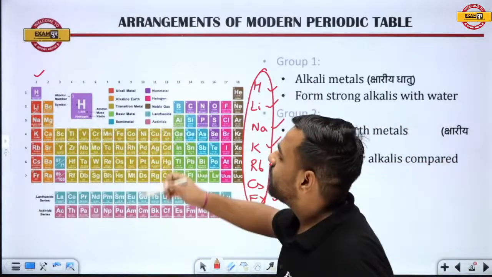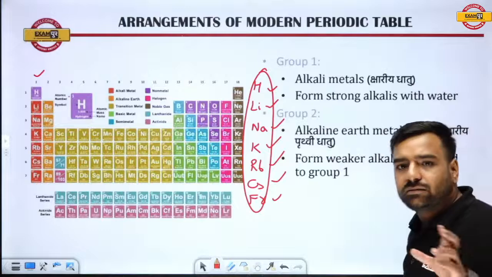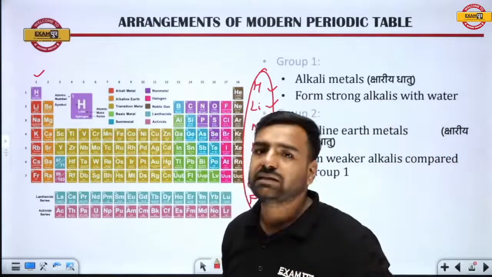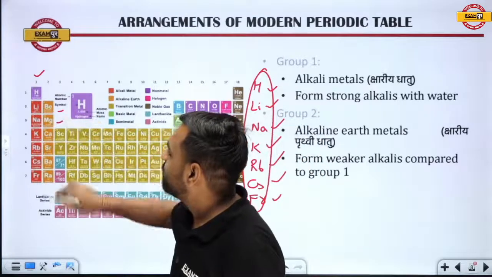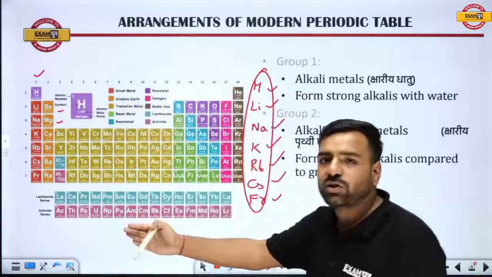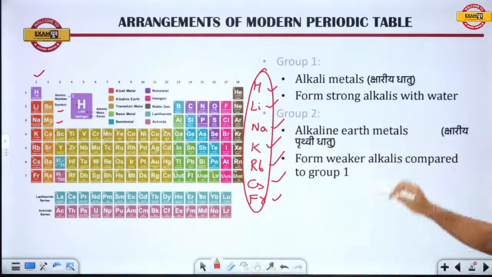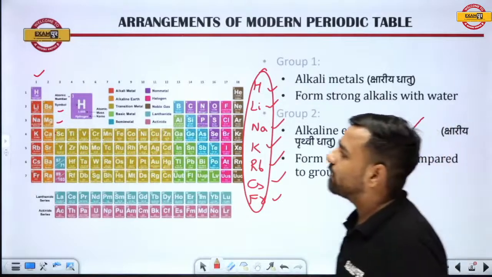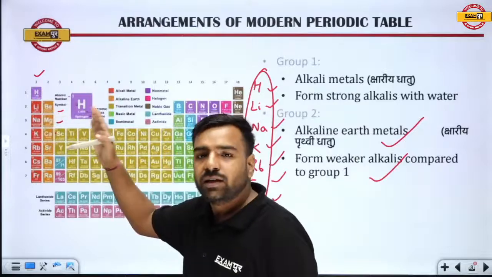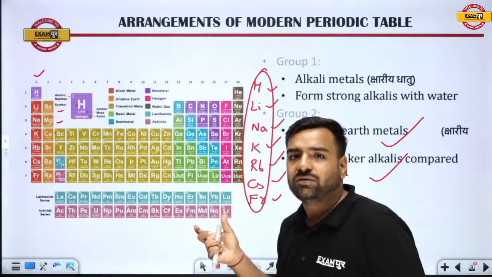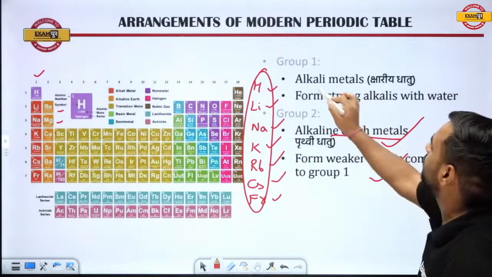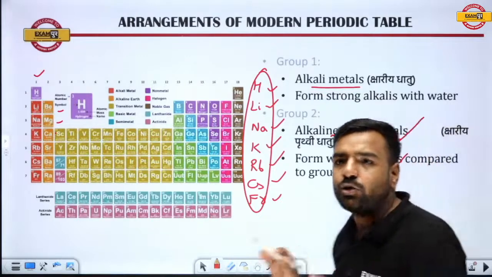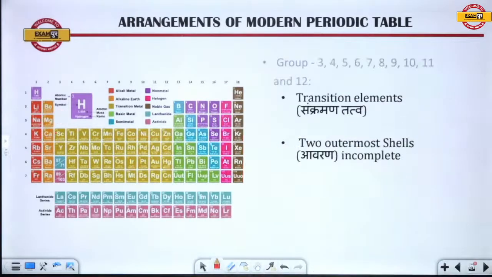Talking about the second group, that is beryllium, magnesium and all. Is there any trick? Yes. Please remember, in Hindi I'll say, "Beta mange car scooter, baap razi." Beta, beryllium, mange, magnesium, car, calcium. So you'll go in that sequence order. It is for the second group. The second group is known as alkaline earth metals. They form weaker alkalis as compared to group 1, hydrogen, lithium, sodium. So group 2 is known as alkaline earth metals. This is asked in the examination: which are alkali metals? Which are alkaline earth metals? So you must remember.